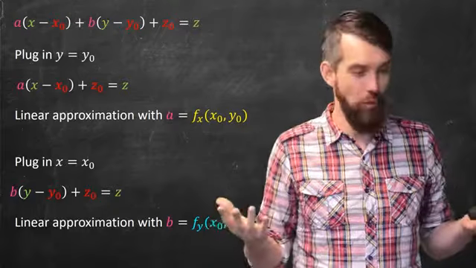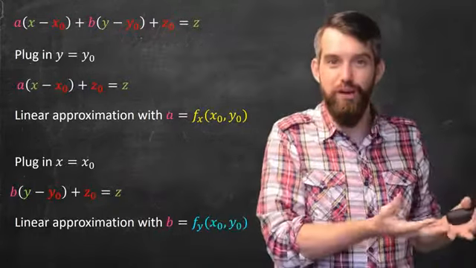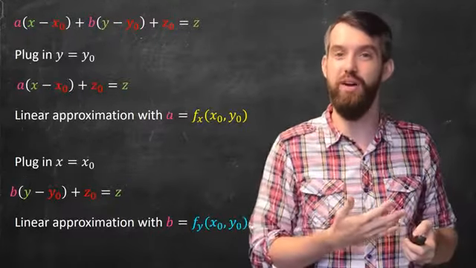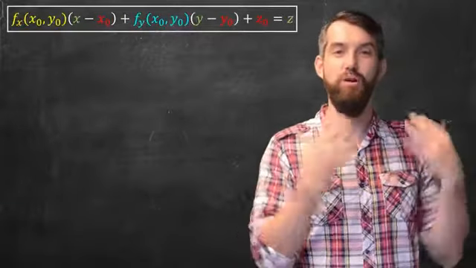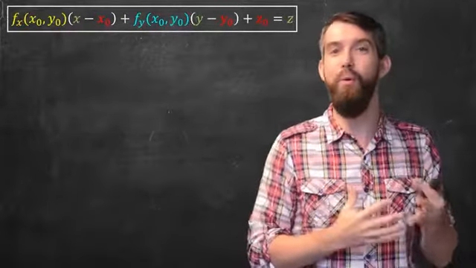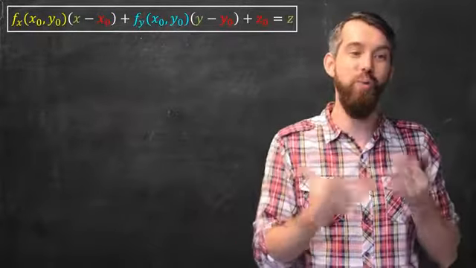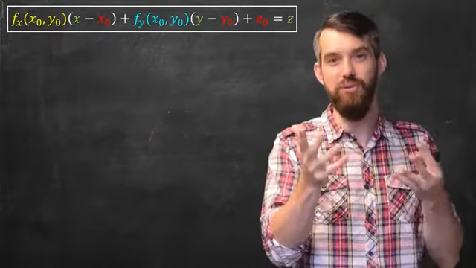So there we have it. We have inherited the notion of a good approximation from single variable calculus to determine the a and the b that we need in multivariable calculus. Put it all together, I can get the equation: the partial derivative with respect to x at our point times x minus x naught, plus the partial derivative with respect to y at our point x naught, y naught times y minus y naught, plus z naught is equal to z.